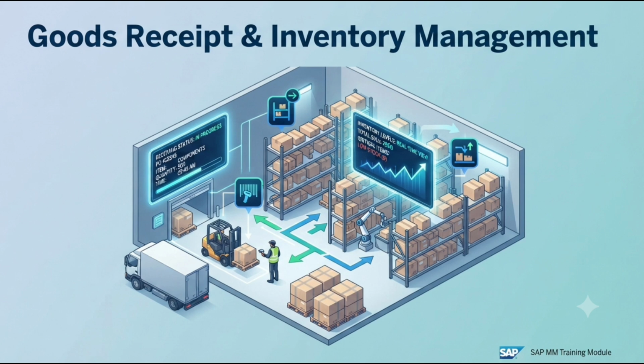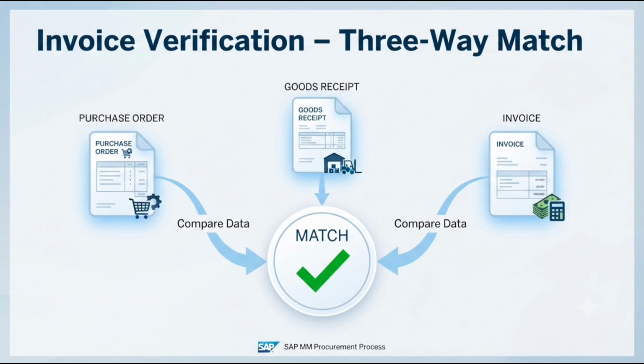Every movement is recorded with a unique material document and accounting document. Accurate goods receipt ensures that subsequent invoice verification and material valuation remain correct. Good inventory management reduces carrying costs and improves service levels across the organization.